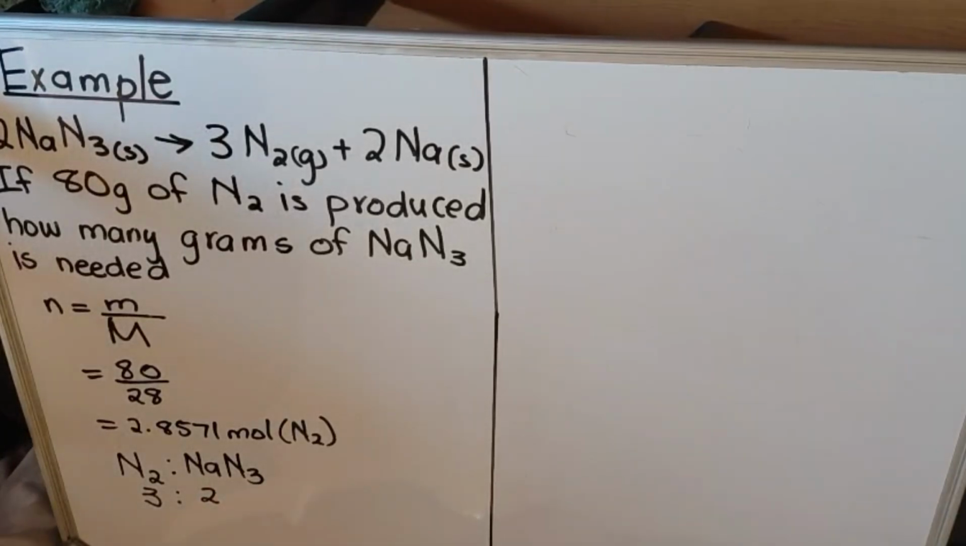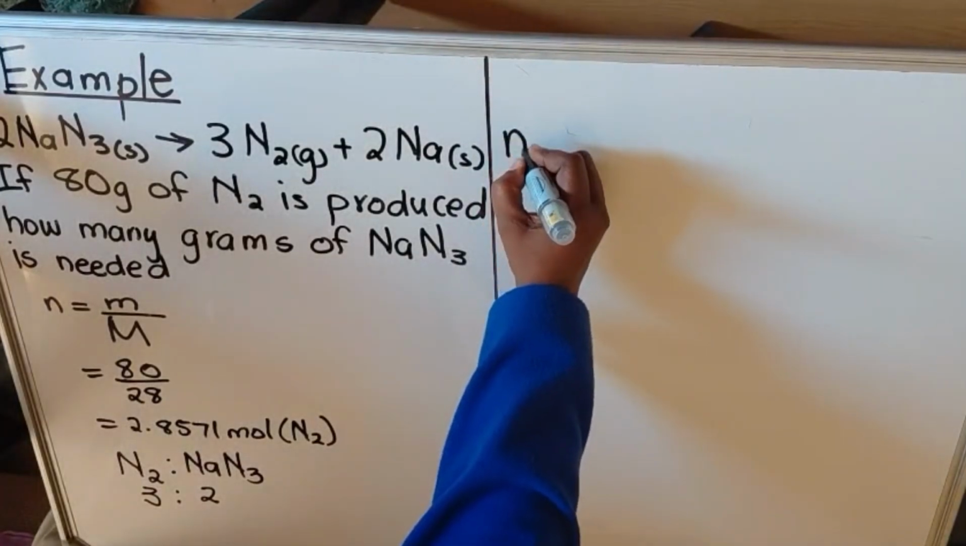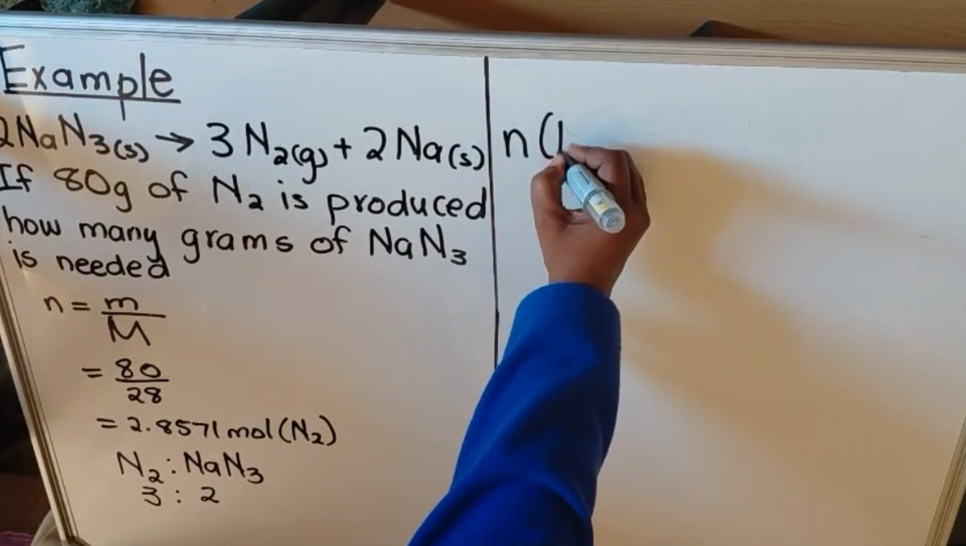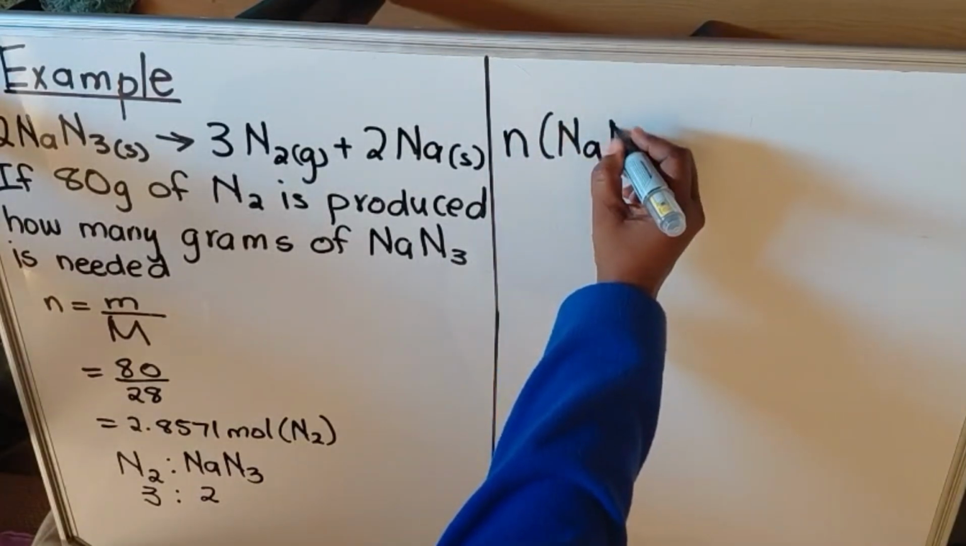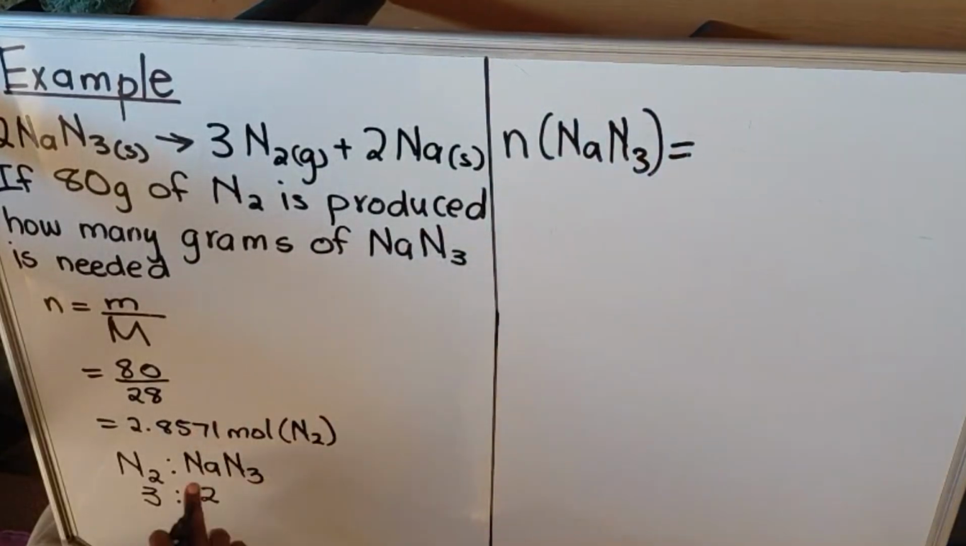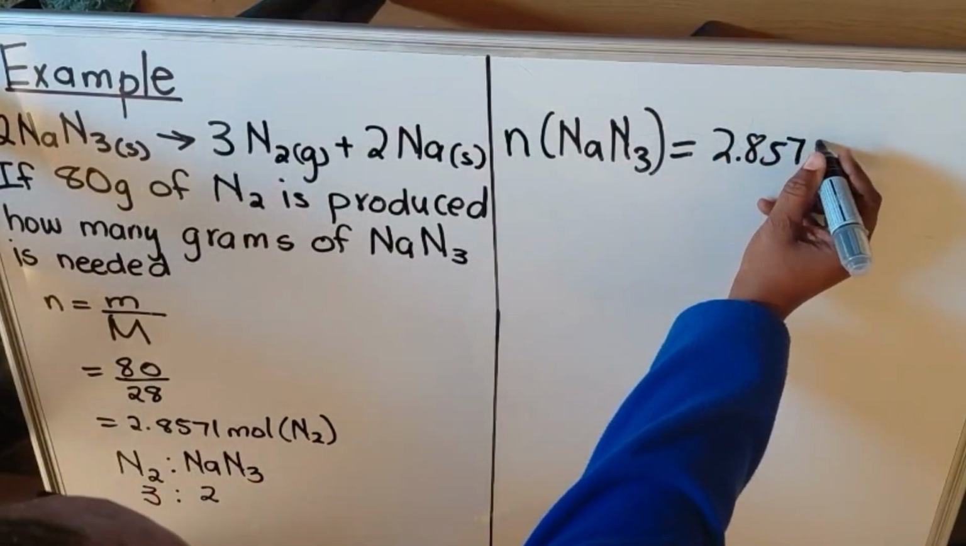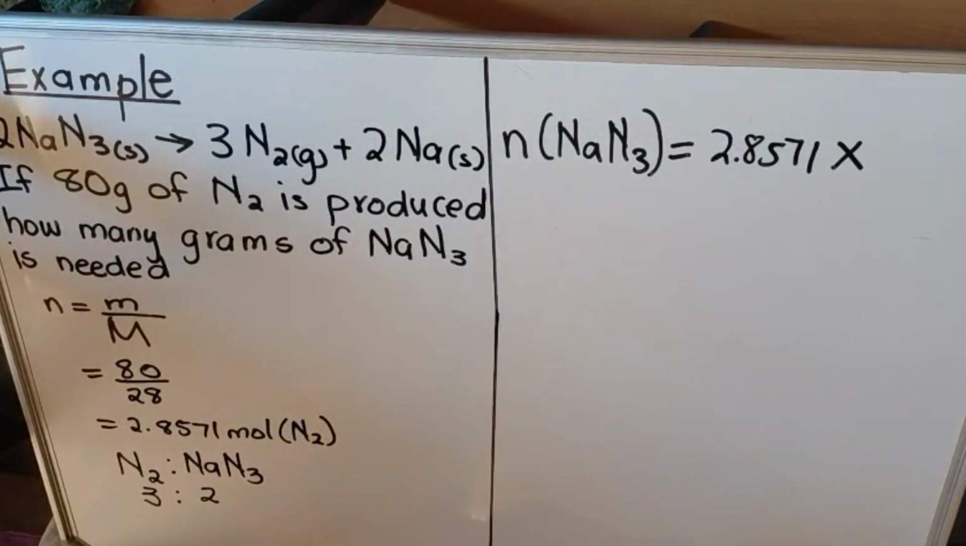After you have the molar ratio, let's go to the other side of the board. After you have the molar ratio, now you calculate the number of moles of what you want. So we will ask for sodium azide. How do you find the number of moles without any other information when we are using the molar ratio? I'm going to use the moles of nitrogen that I have, which is 2,8571. And then I'm going to multiply by a fraction. That fraction is a molar fraction. There are different ways that you can do it, but this is the easier one.